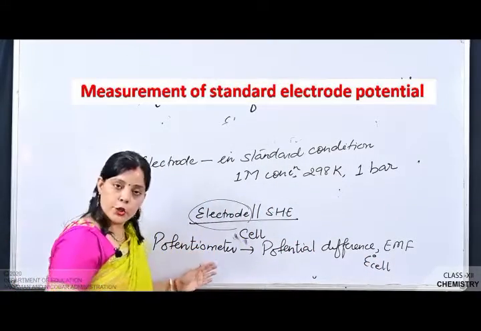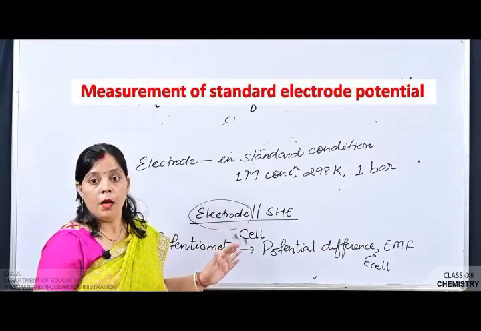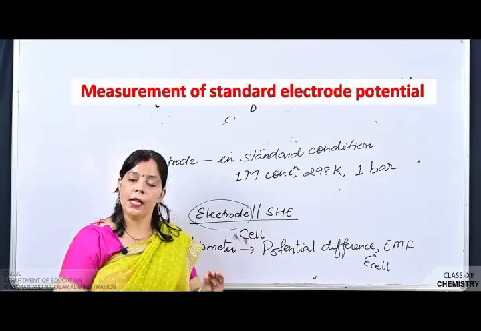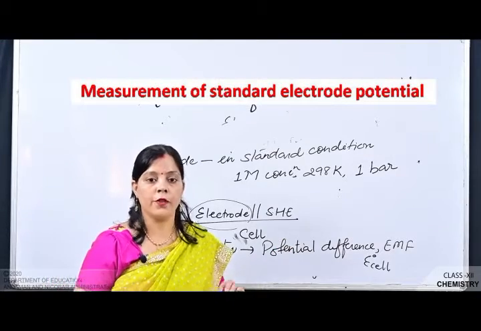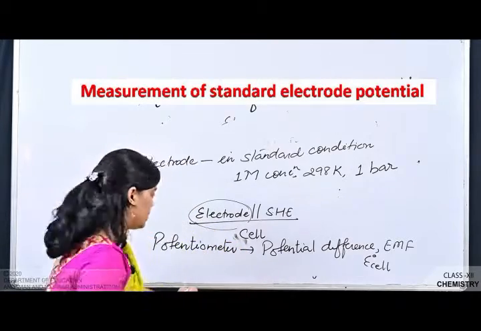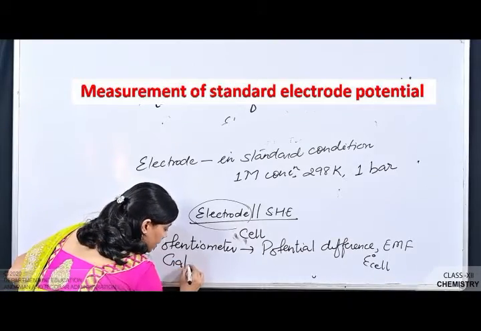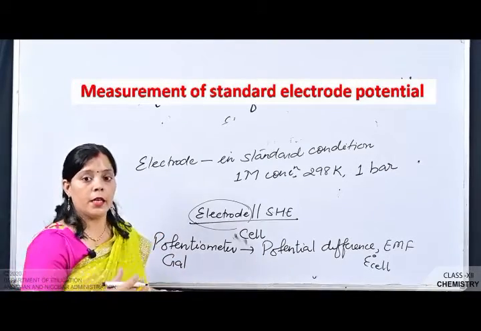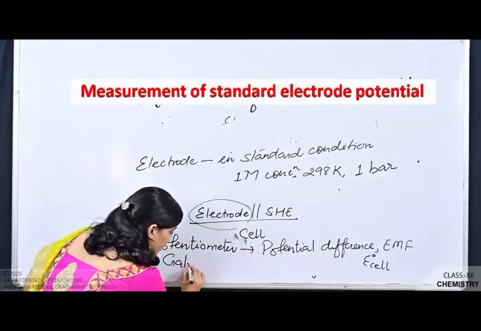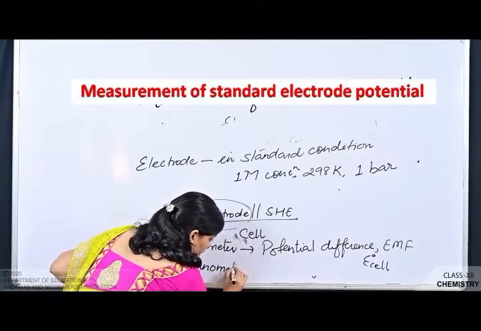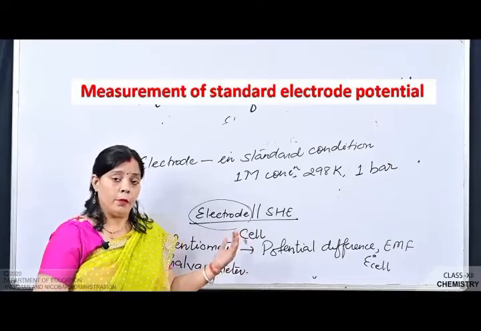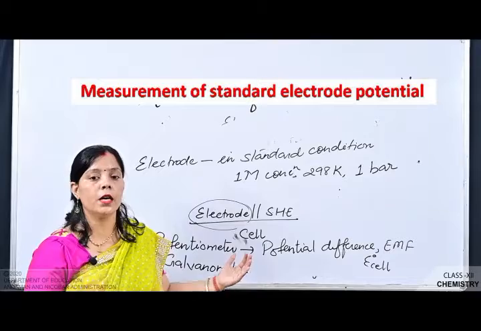So with the help of the potentiometer or vacuum tube voltmeter, we can measure the potential difference or EMF of the cell. At the same time, the direction of flow of the conventional current in the external circuit is noticed with the help of a galvanometer. The galvanometer is also attached in the external circuit, and it only helps in knowing the direction of flow of the conventional current.